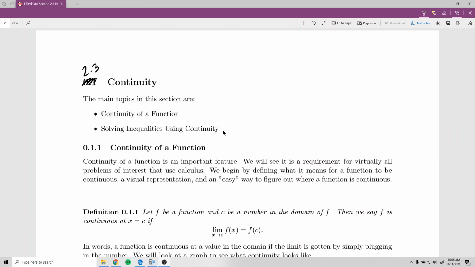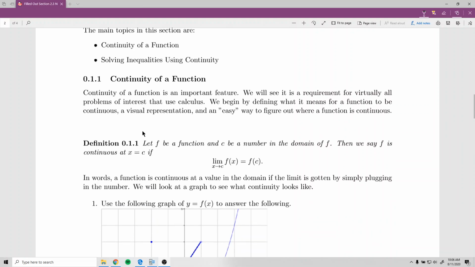The main thing we want to do in this section is something that's very important in chapter 4 that we'll do in almost every problem: solving inequalities. So we'll see how to do that at the end.